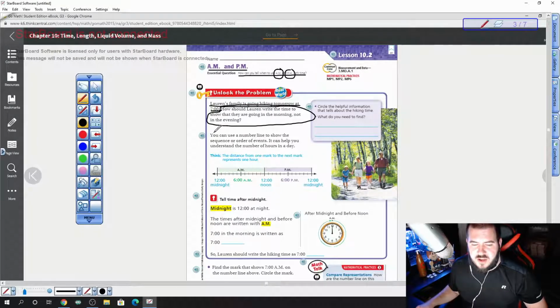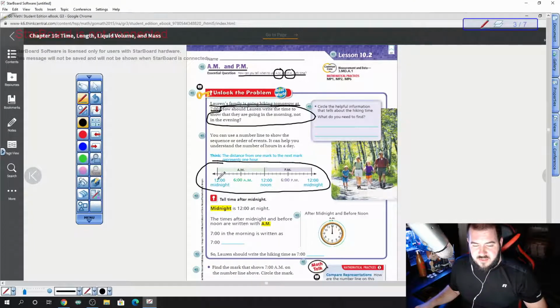So we can use a number line to show the sequence or order of events. It can help us understand the number of hours in a day. So here they have made a number line for us from 12 o'clock midnight to 6 a.m., 12 noon to 6 p.m. to 12 midnight. Okay, so 24 hours from one midnight to the other.